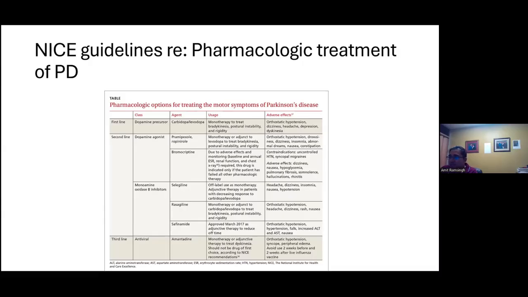Again, you have your second line medications, your dopamine agonists, your monoamine oxidase B inhibitors, right? You have your catechol-O-methyltransferase inhibitors, and you have your more experimental ones, such as your antivirals, such as amantadine.